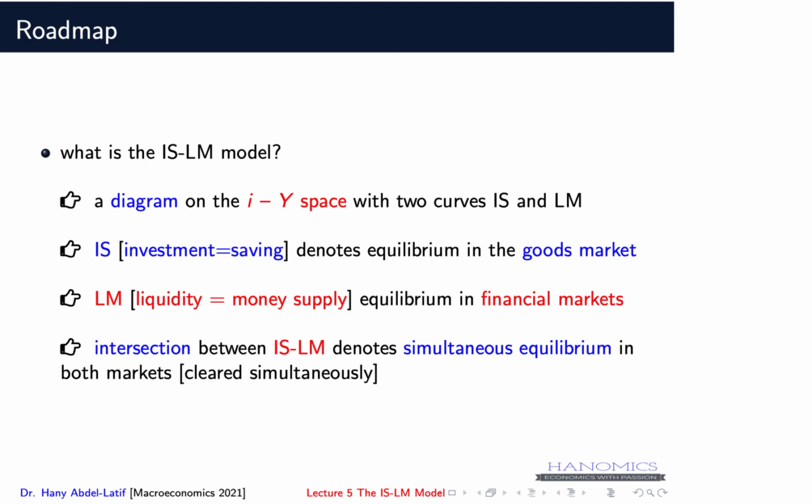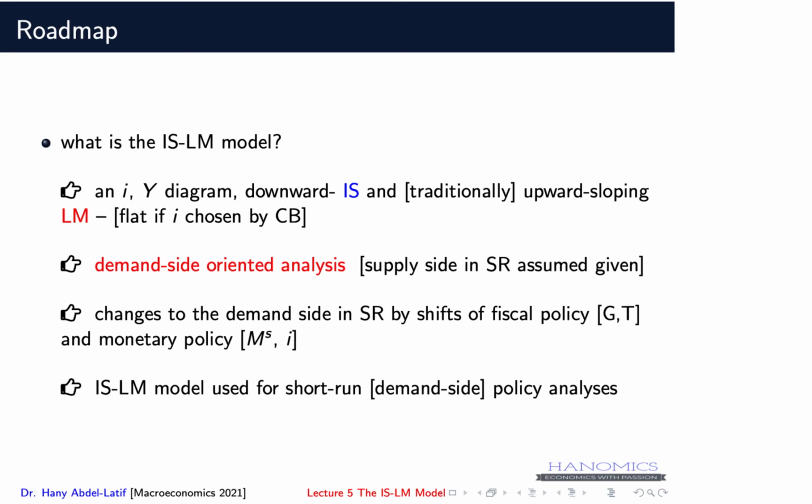So what we're going to see now is IS, LM. These are two curves. The IS shows the equilibrium in the goods market. LM shows the equilibrium in the financial market. IS is a downward sloping curve, and the LM traditionally looks like an upward sloping curve, but today we'll talk more about this idea: if central banks choose the interest rate first and then adjust money supply, how is this going to affect the slope of the LM curve?